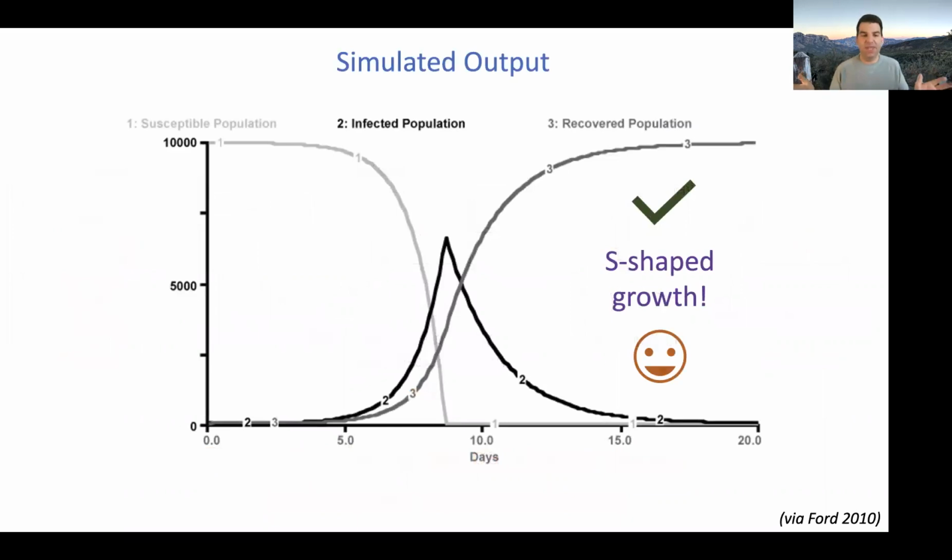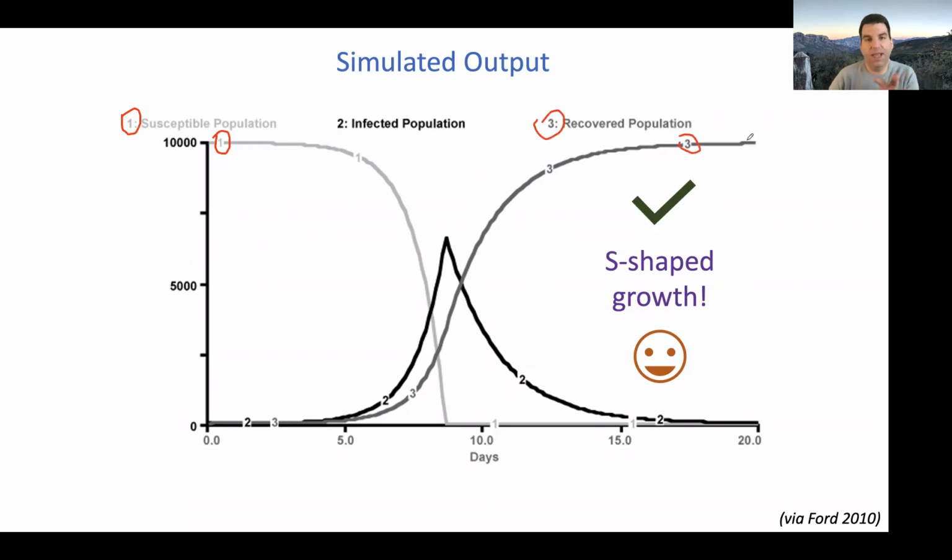All right, so we simulate. What spits out of Vensim or Insight Maker or Stella is something that looks like this. We've got 3 curves. We've got our susceptible curve here. So the 1 here, remember that 1 means look for the line that has a 1 in it. And our susceptible population starts at around 10,000, 9,998, and it plummets. The infected population has this kind of peak here. It rises and then falls. And then our recovered population, the line marked with a 3, has a nice S-shaped growth.